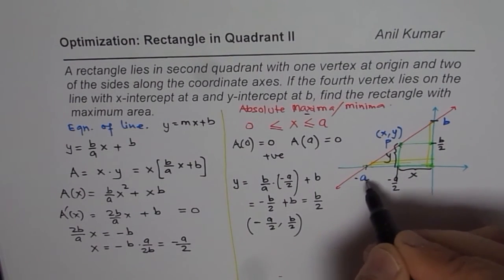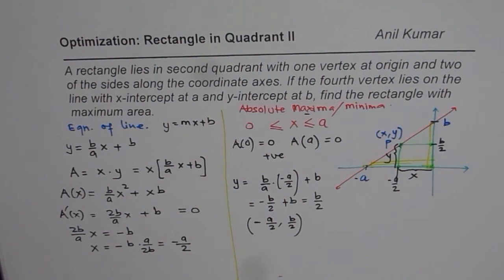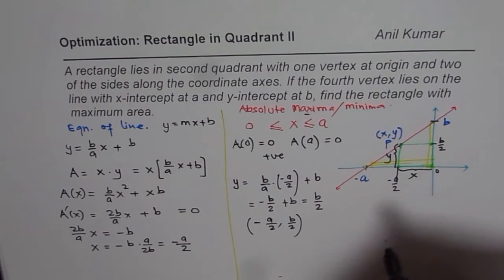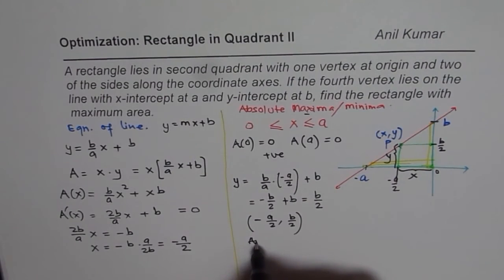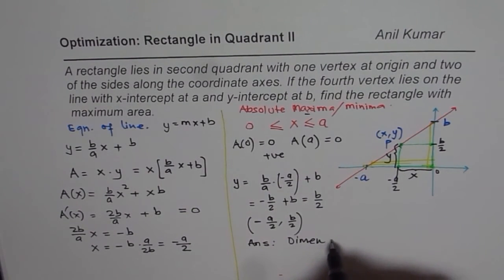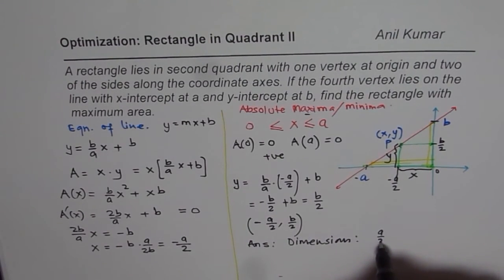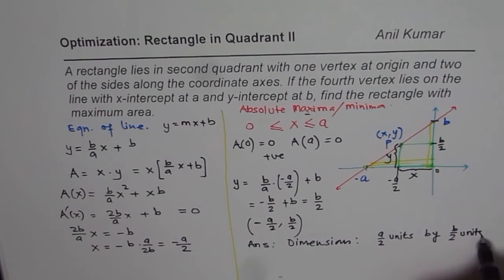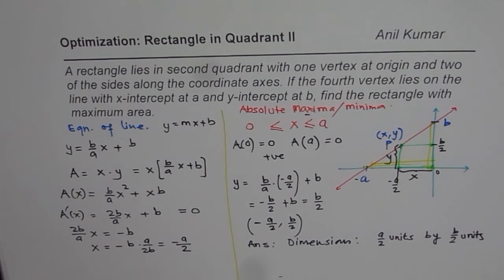So this particular rectangle has a point P at minus a by 2 and plus b by 2. So this point is b by 2 and this point is minus a by 2, right? Of course this value is negative, so I should have started with minus a anyway. So it has to be negative when you're on the left side of 0. But that gives you dimensions, right? So dimensions for the rectangle will be a by 2 units by b by 2 units. You get the point, right? So it is half of each, half of each.